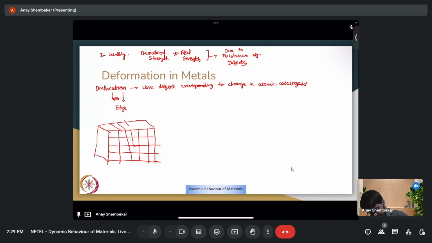So I'm drawing a cubic lattice, in which we are trying to see an edge dislocation. There is a break in this arrangement here. You can see this break in the arrangement, which corresponds to an extra half plane. There is an extra half plane. This is your edge dislocation. So, the plane is inside the body.